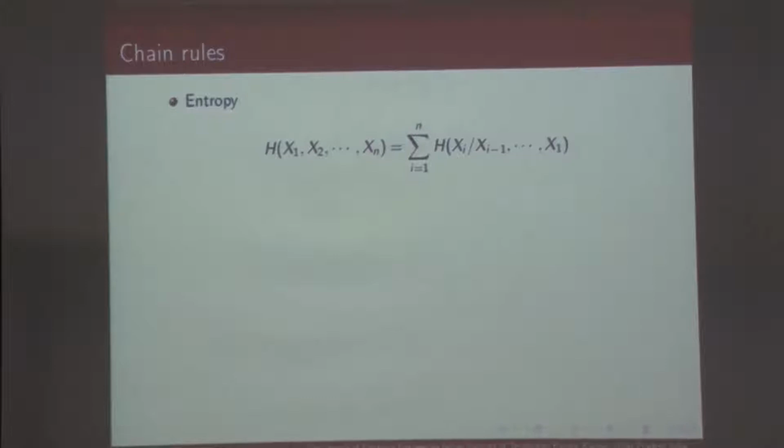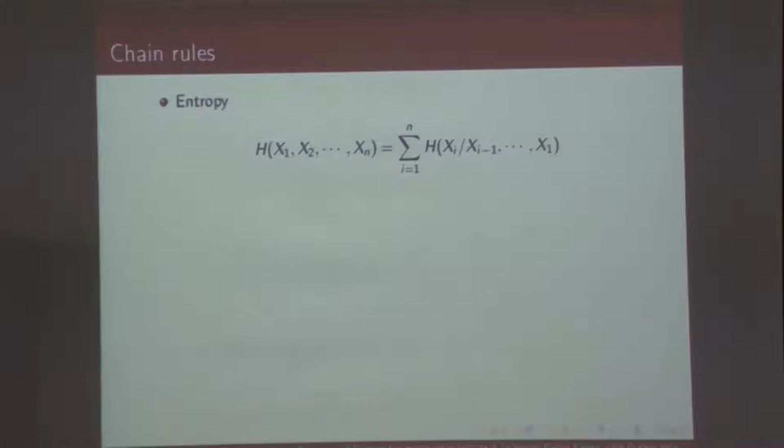The joint entropy H of X1, X2, X3, ..., Xn can be written as H of X1 plus H of X2 given X1 plus H of X3 given X1, X2 plus ... plus H of Xn given X1, X2, X3, ..., Xn minus 1. That's what the chain rule for entropy says. Okay. And how does it follow?